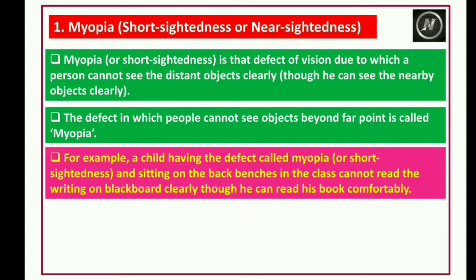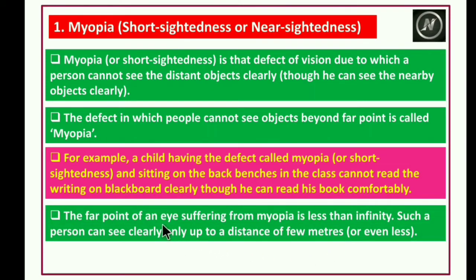So this is myopia. The child cannot read the content which is far away from him, but can read the content in the book which is with him, very near to his eyes. That is myopia. Once again, myopia is the defect of vision due to which a person cannot see the distant objects clearly. This is myopia.